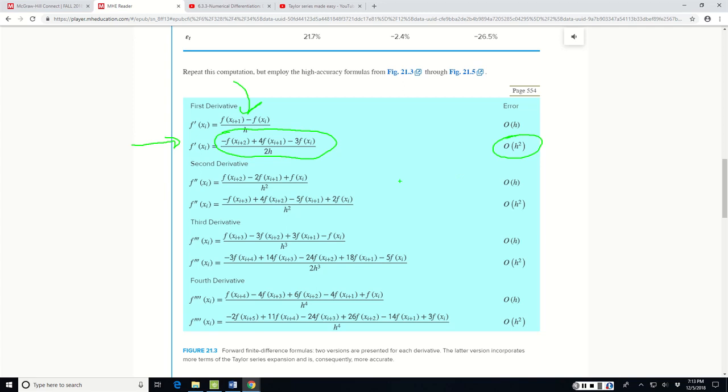Alright, so basically here they give you equations for this table here, which is for the forward finite difference formula. So here you have the less accurate forward finite difference formula for the first derivative, where you truncate all the terms after the first derivative in the Taylor series.